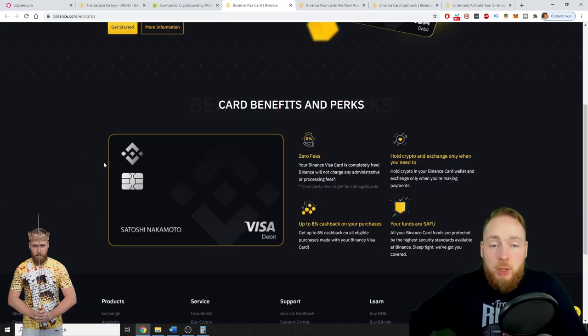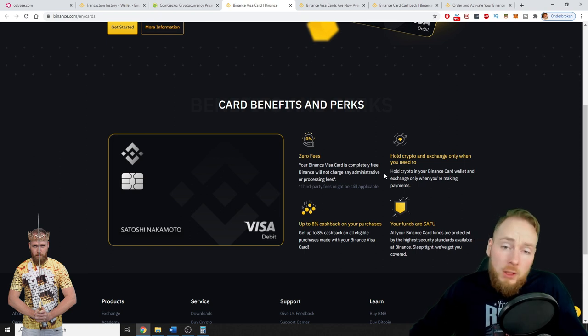So the perks. Zero fees. You can hold crypto and exchange it only when you need to. So you can hold your crypto in your Binance card wallet and exchange only when you're making payments.